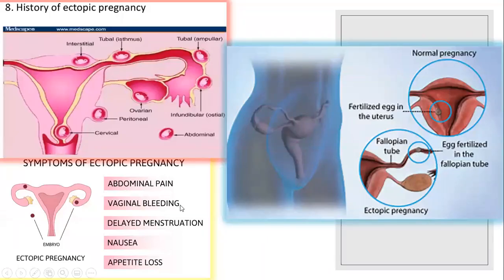In the next picture here, we can see if the fertilized ovum gets implanted in the interior of the uterus, we call it normal pregnancy. But if it is implanted anywhere except the body of the uterus, we call it ectopic pregnancy.